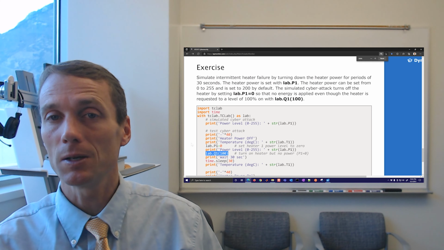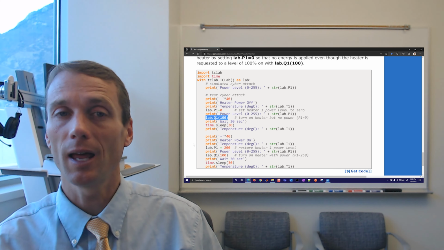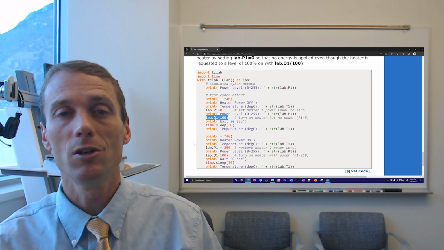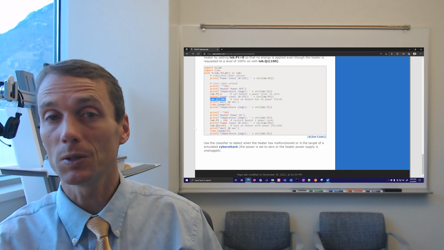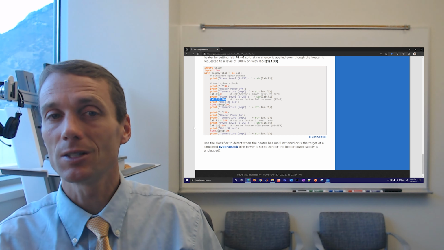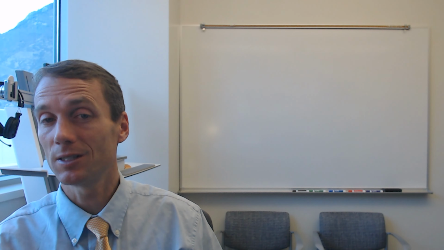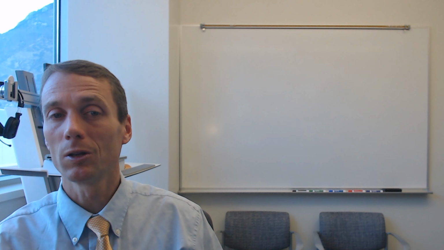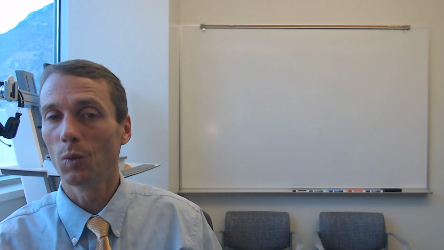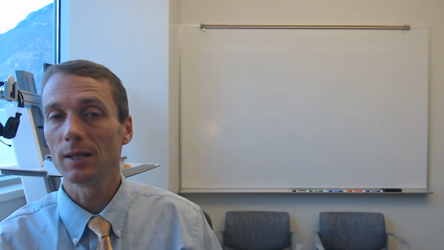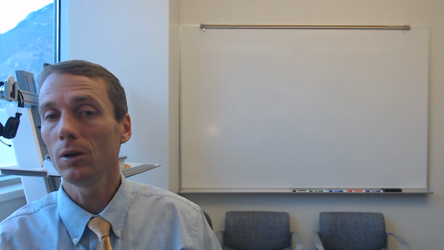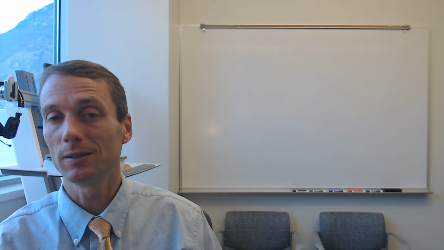The simulated cyber attack turns off the heater by setting lab.p1 equals 0 so that no energy is applied even though the heater is requested to a level of 100% with lab.q1 of 100. So there's an example script here that shows how to simulate the cyber attack. We're going to use the classifier to detect when the heater has malfunctioned or is the target of a simulated cyber attack. And in this case, the power is set to 0 or the heater power supply is simply unplugged.